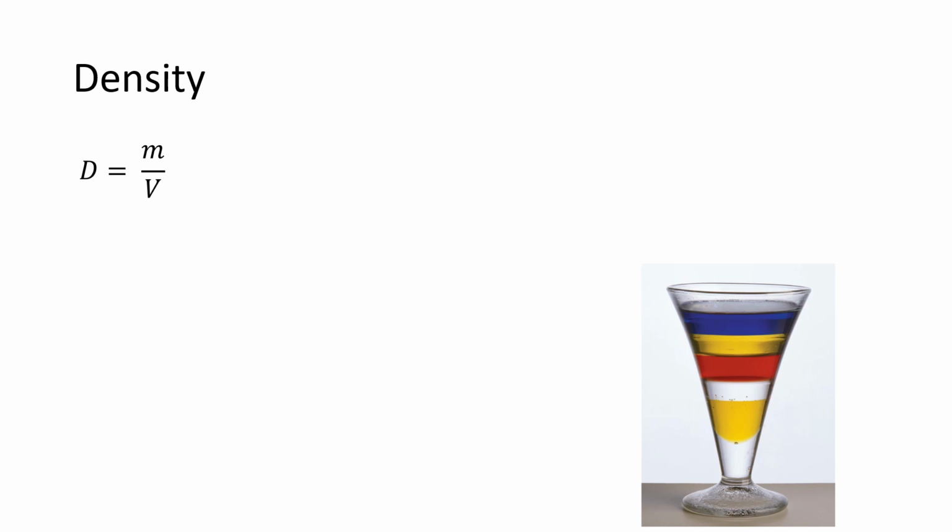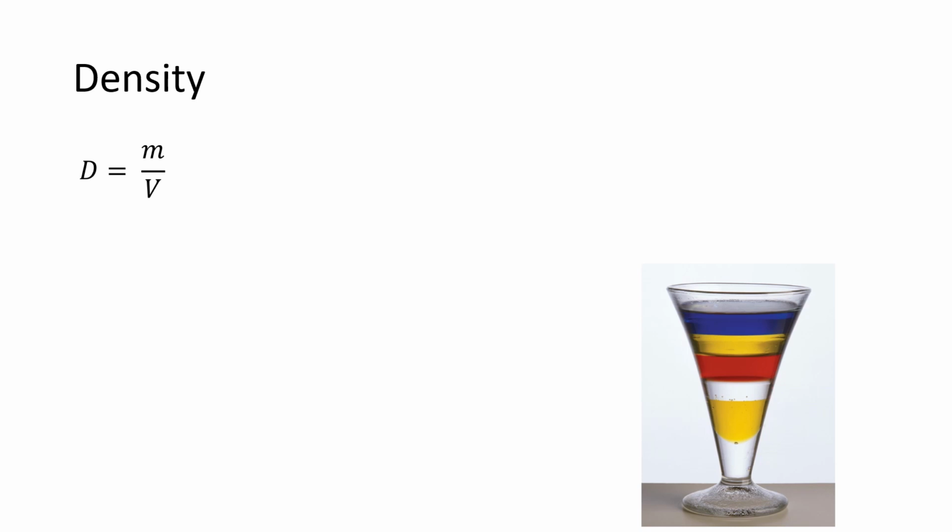Density is another common physics thing that pops up a lot in chemistry. It's illustrated with this glass showing what's called a density column. Colored liquids that have different densities remain layered in this glass instead of mixing because the most dense liquid will stay at the bottom, the least dense liquid is floating on top.